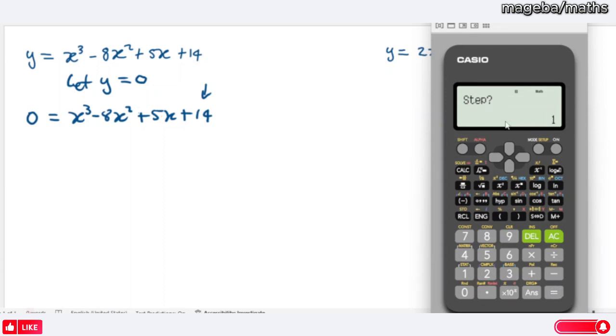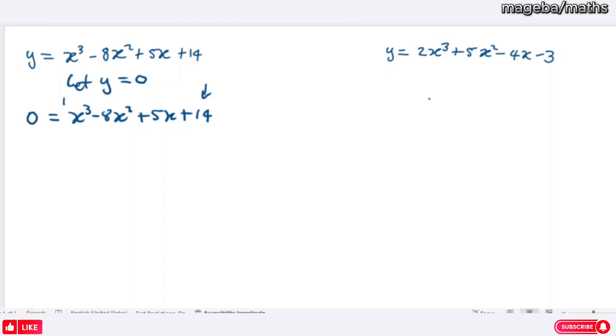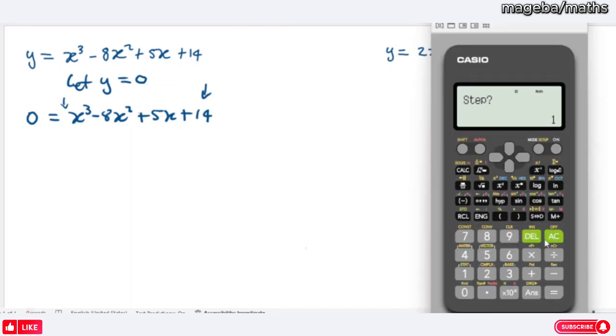Now, from here, the step, since my value of a here is 1, my step is going to be 1. Even if it was negative 1, my step was going to be 1. The step relies on what value you have here. Now, my step is 1, then equals.